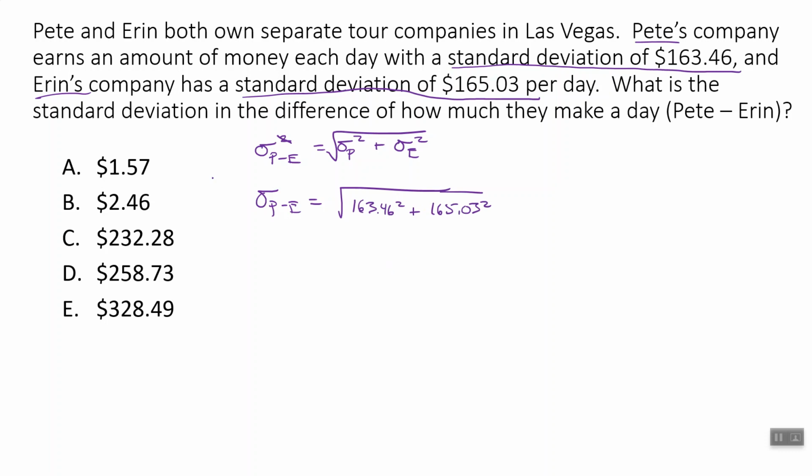It's definitely going to be something bigger. So these two are out of the game here. It's got to be one of the bigger ones because when we square things and add them, they get bigger. All right, which one is it going to be? It's going to be that one. So it is 232.28.